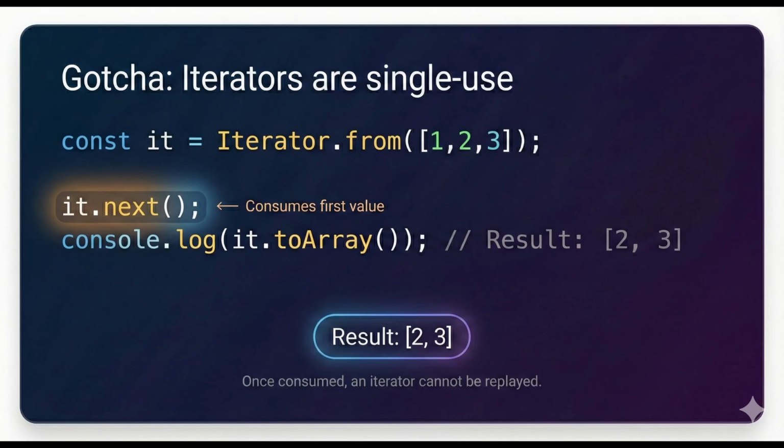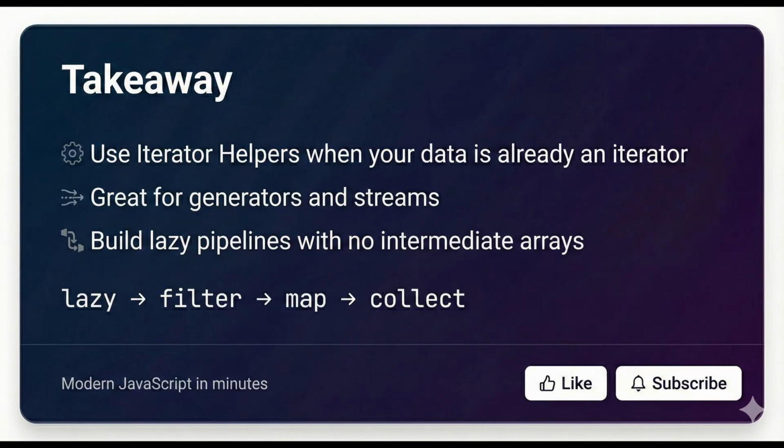That's it. Use iterator helpers when your data comes as an iterator, when you work with generators or streams, or when you want lazy pipelines without building extra arrays.